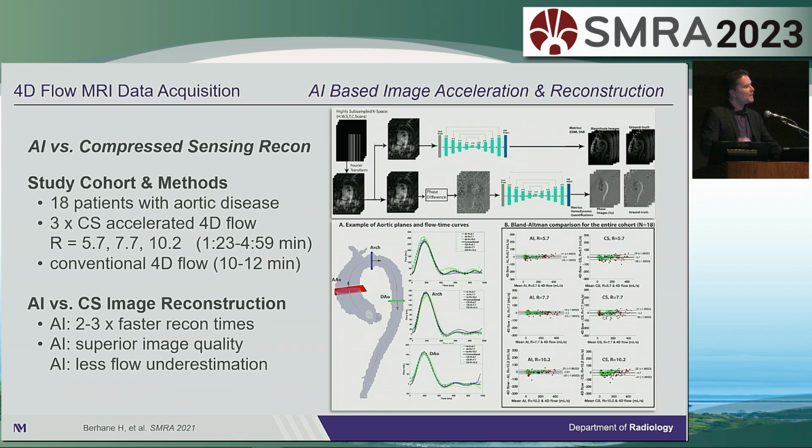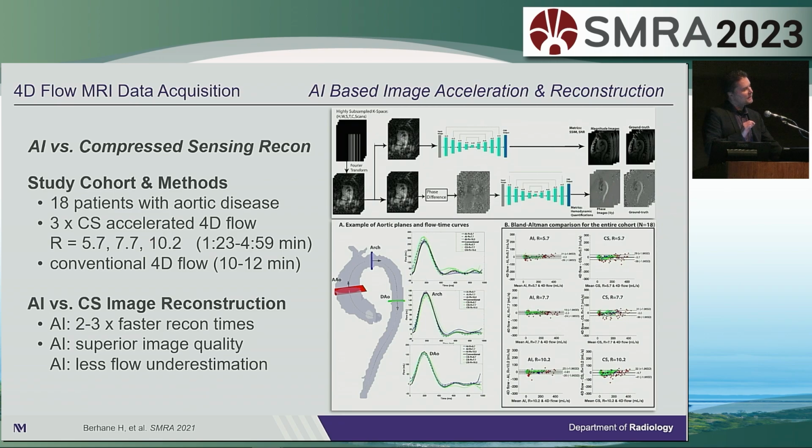And what he did here, they took compressed sensing accelerated data sets, 18 patients, and they received 4 4D flow scans, 3 highly accelerated scans, and 1 conventional 4D flow. And then he trained a network to do the reconstruction instead of with CS, also with AI.